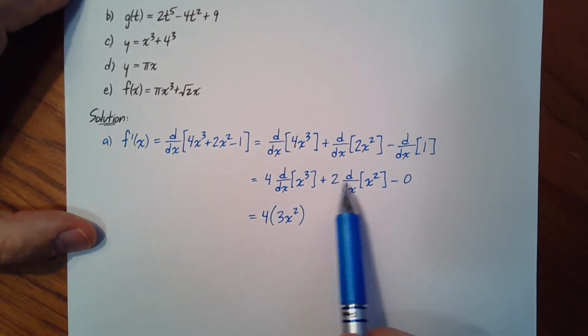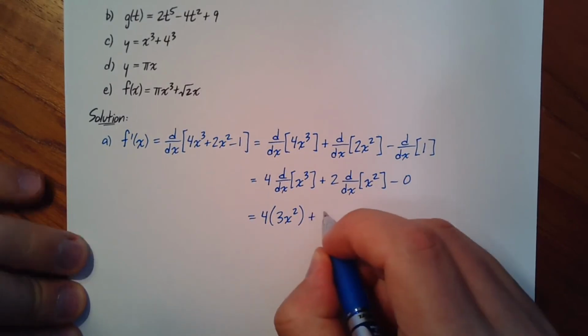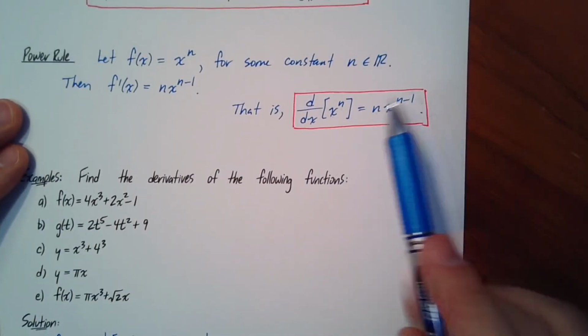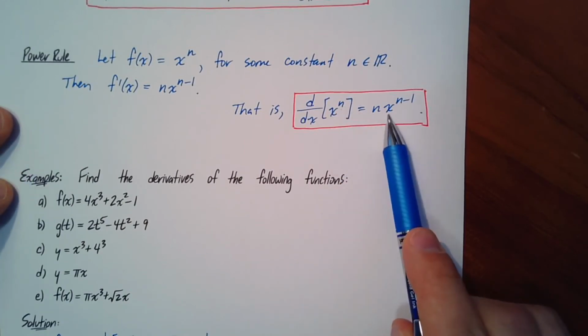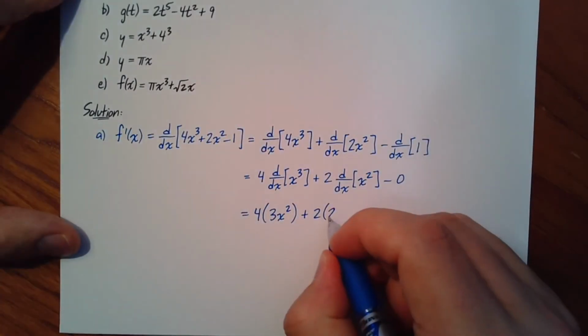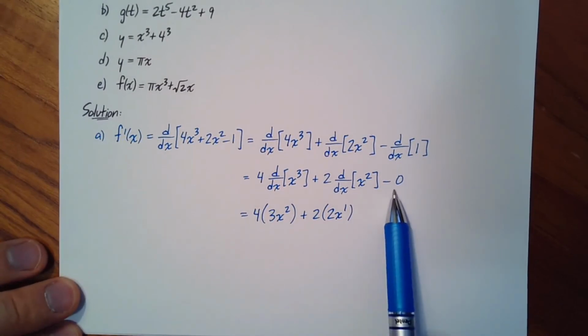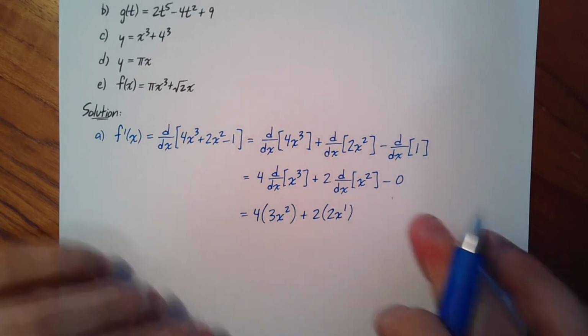Okay, what about the 2 times the derivative with respect to x of x squared? Well, I'm going to have plus 2 times what? Well, go back up and apply this formula. If you have x squared in here, then that means your n is equal to 2. So you have 2 times x to the 2 minus 1, that's like 2x to the 1. Okay, and then this minus 0 isn't doing anything. Let's just ignore this now. I won't bother copying the minus 0 on the next step, of course.